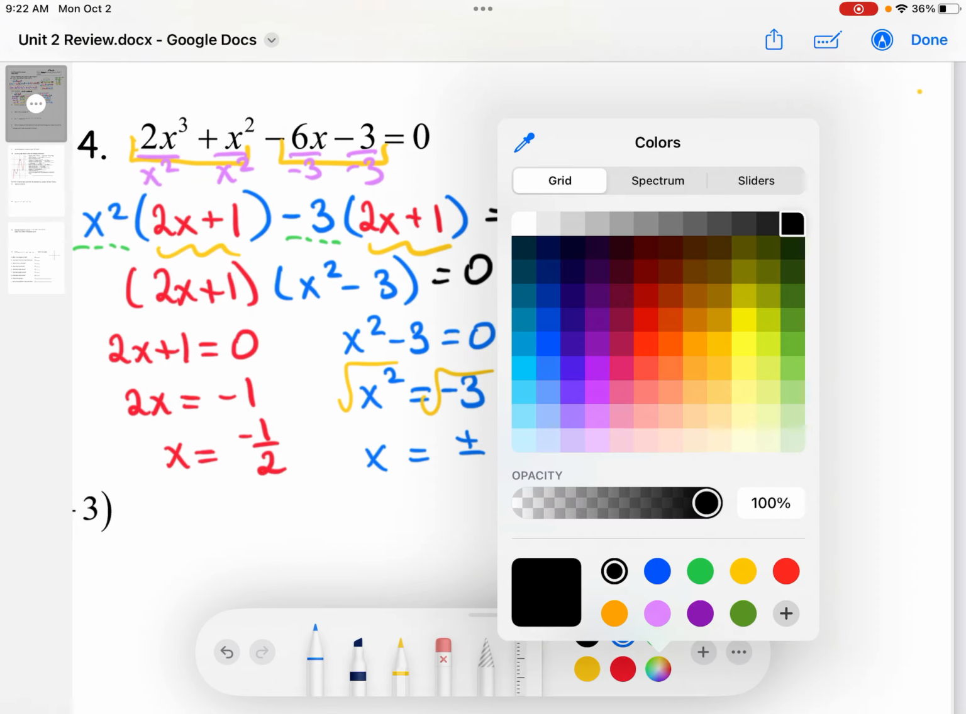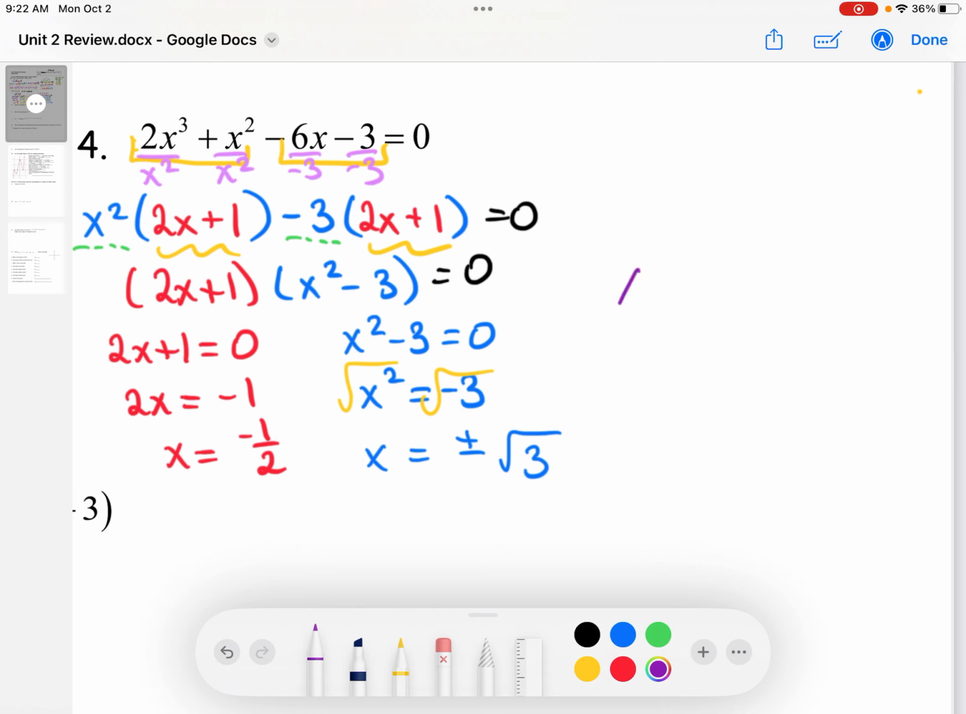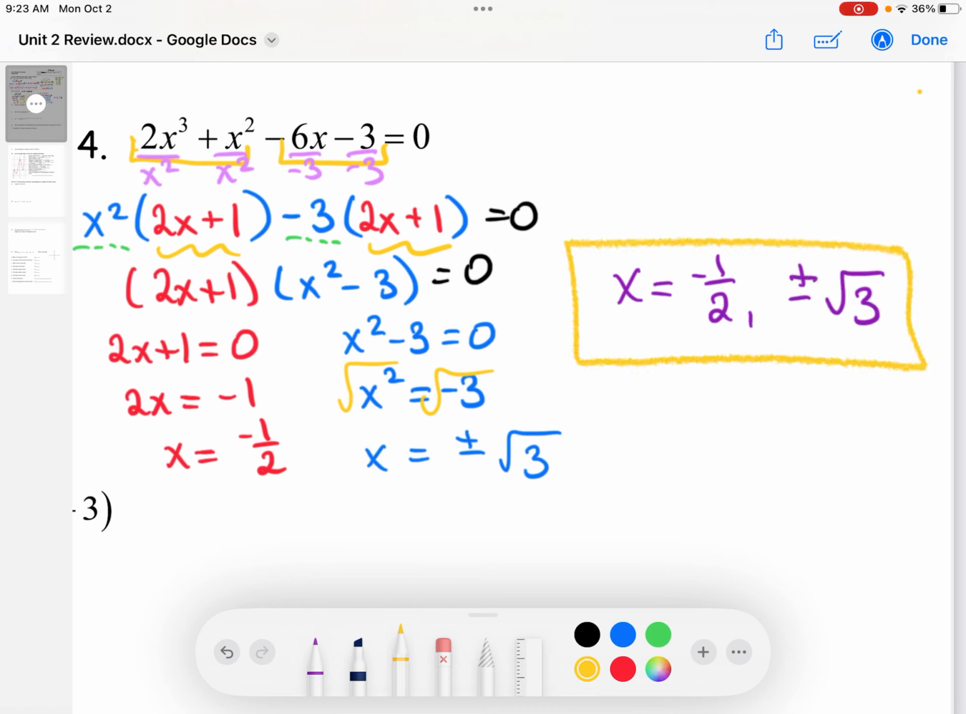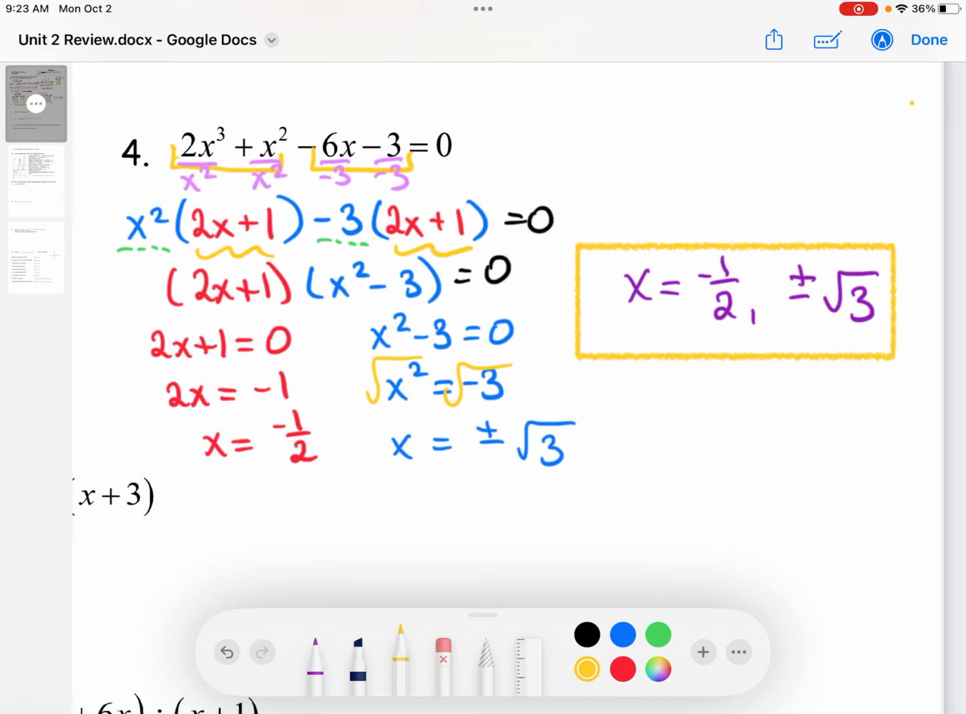Don't forget that plus minus when we take the square root in order to solve. So x will equal negative 1/2 and plus or minus square root of 3. Here are those 3 solutions.